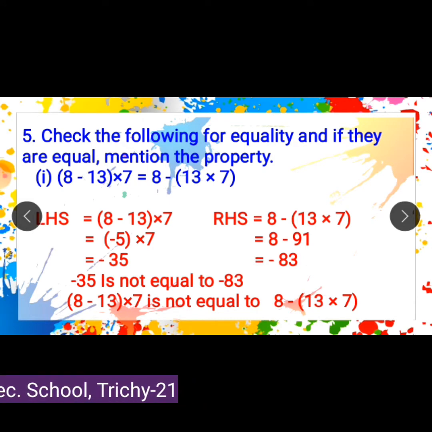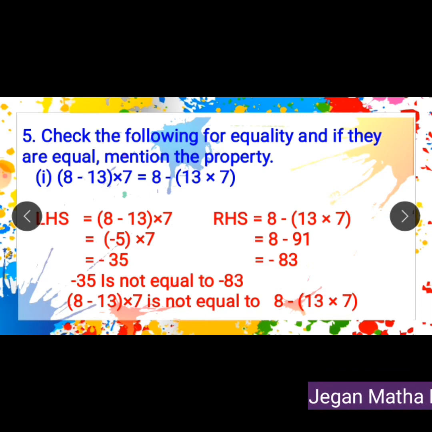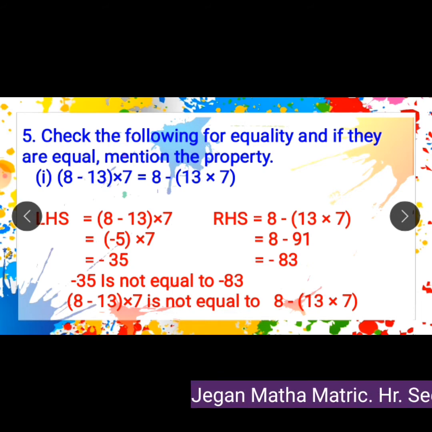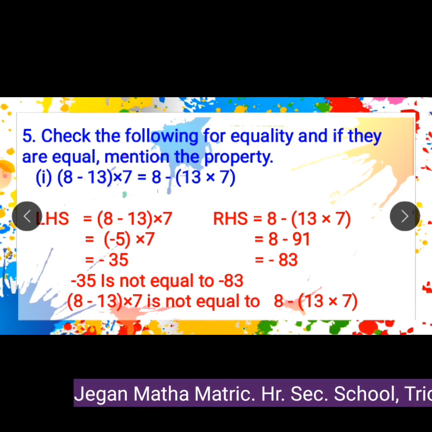Right hand side equal to 8 minus of product of 13 and 7. Here we do the multiplication first and then subtraction. The product of 13 and 7 gives 91. And we find the difference between 91 and 8. We get 83. Here, largest number having negative sign, so the answer takes negative sign. So right hand side equal to minus 83. Here left hand side equal to minus 35, right hand side equal to minus 83. Left hand side is not equal to right hand side.